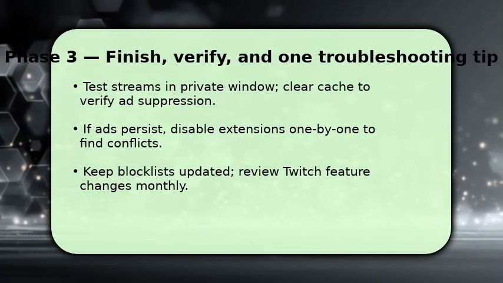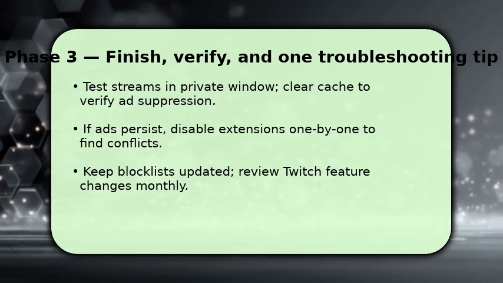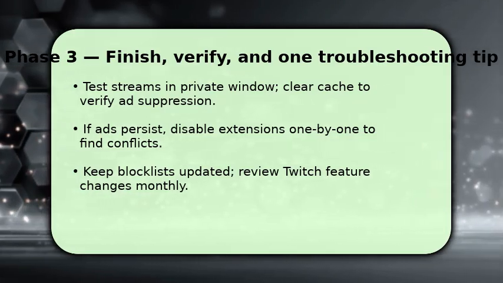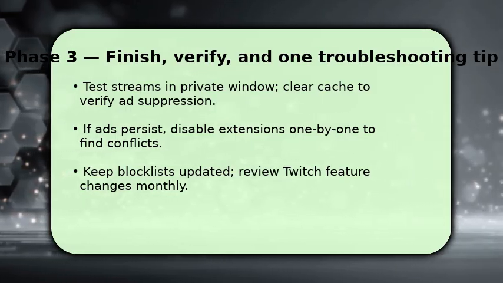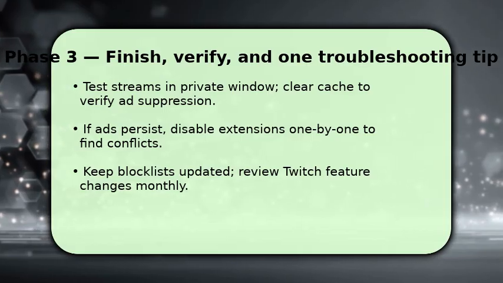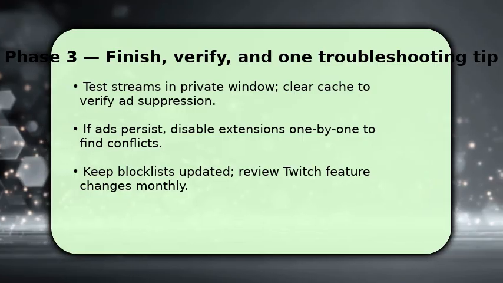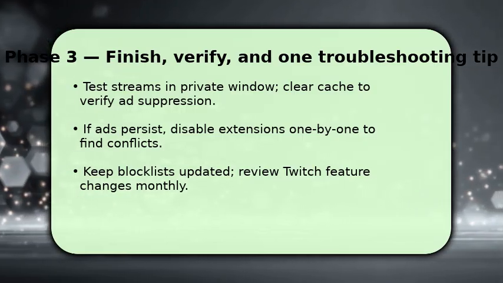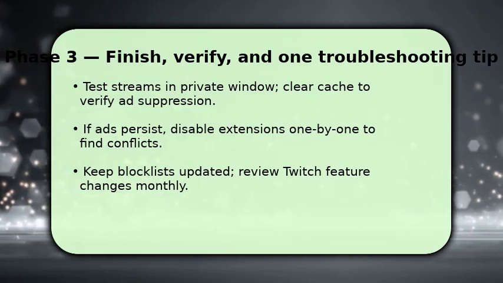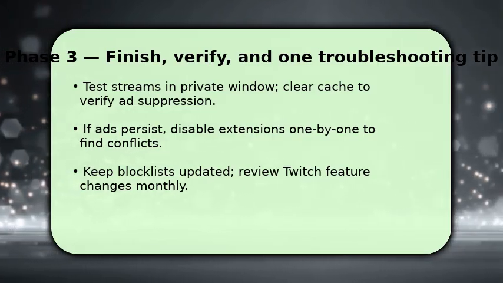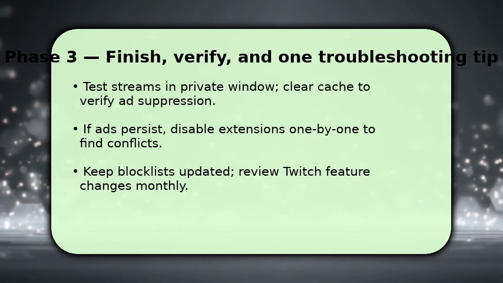You finish by validating changes. Open Twitch in a private window and clear cache to confirm ads are blocked. This proves whether browser state was interfering. If you still see ads, disable extensions one by one to identify conflicts, making sure to re-enable your core blocker once isolated. Keep your DNS and filter lists current, and check for Twitch interface updates monthly since platform changes can bypass blocks. If all else fails, remember subscriptions or watching reruns often avoids ads. Use that as a fallback.